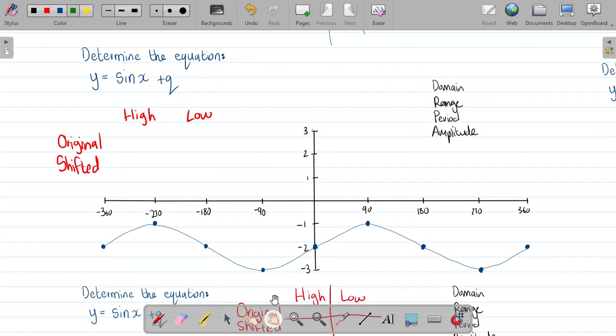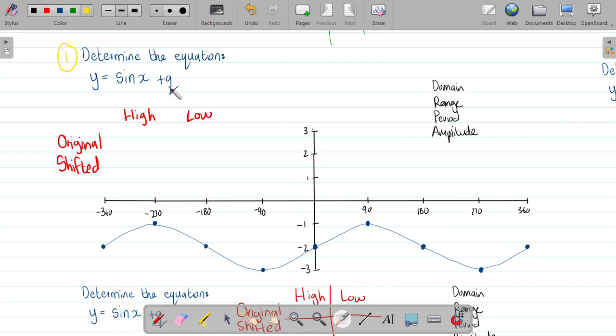The first question that we have over here, let me just put number 1, is determine the equation of this graph over here. We need to determine the equation, and we can see that they've already given us, we know it's a sine graph, okay, and we can see that it has been shifted. All right, so we need to identify what this q is going to be.